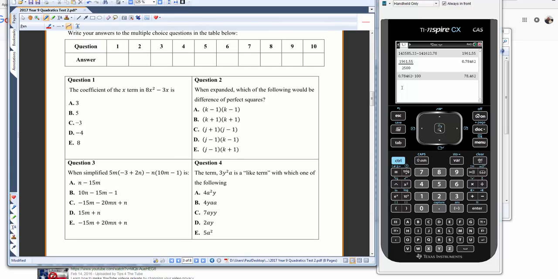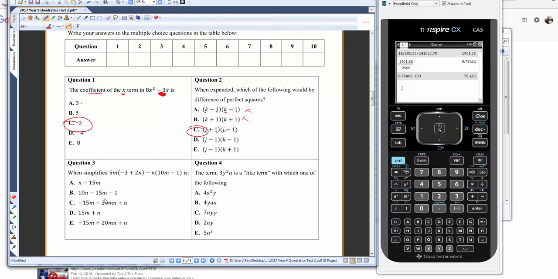Alright, so the multiple choice, lots of people got this one wrong, the coefficient of the x term. Okay, that's the coefficient there, negative 3, not positive 3. When expanded, which of the following would be difference of perfect squares? So we're looking for same first term, same second term, and a plus and a minus. So that rules this one out, rules that one out. Same first term, same second term, plus minus, it's C.